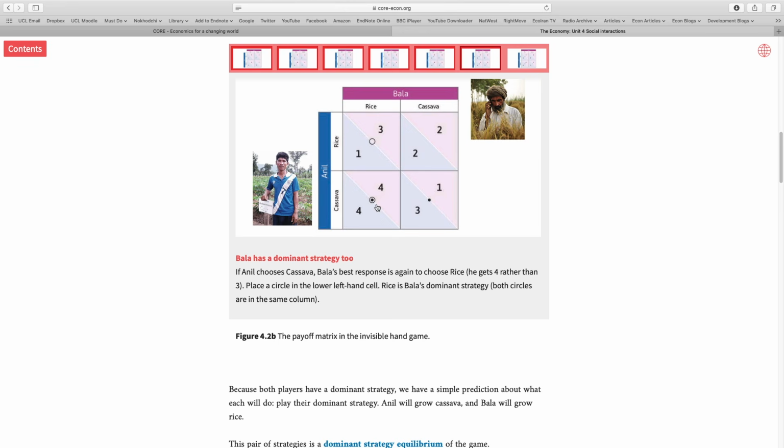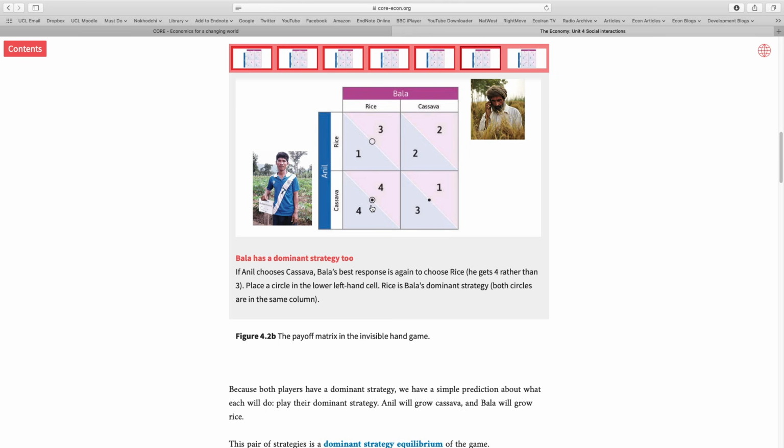So what's the Nash equilibrium in this game? 4 and 4? No, that's a typical answer, which is wrong. Remember, Nash equilibrium is a decision, not a number. And in this case, the equilibrium is Bala producing rice and Anil producing cassava.